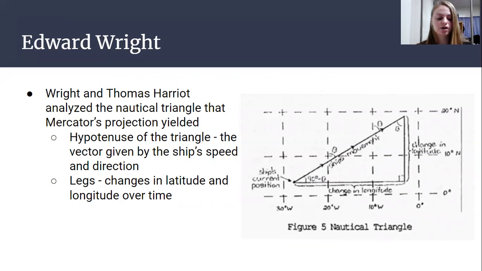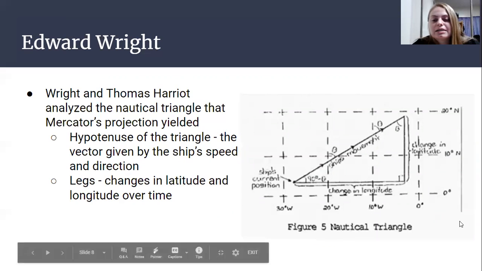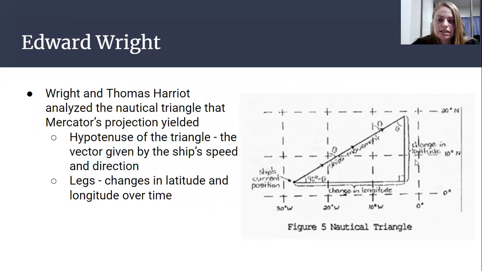And the legs of this triangle consisted of the changes in the latitude and the longitude for some unit of time. So again, this picture is kind of hard to see, but this horizontal line is the change in longitude, and the vertical line is the change in latitude. And these are the legs. And then we have this point right here. This is the ship's current position. And then the hypotenuse is the ship's movement.